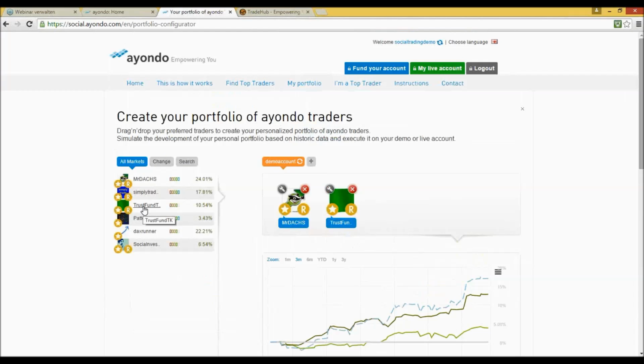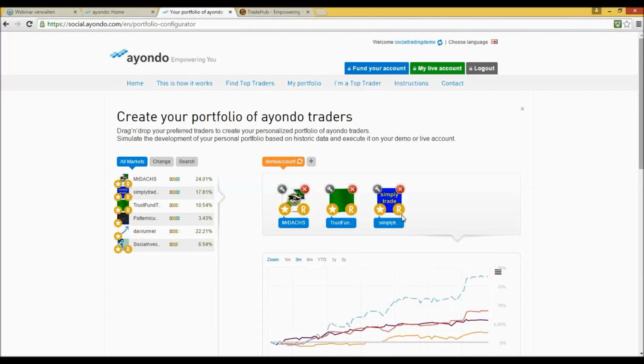And then if you want to follow Simply Trader, for example, who's the second top trader there, who's had a return of 17.81%, you can simply click and drag. The way you do that is left click, hold your mouse, and drag it into the portfolio box here. Once that's done, you'll get another line here showing Simply Trader's performance and your own portfolio overall performance here as well.